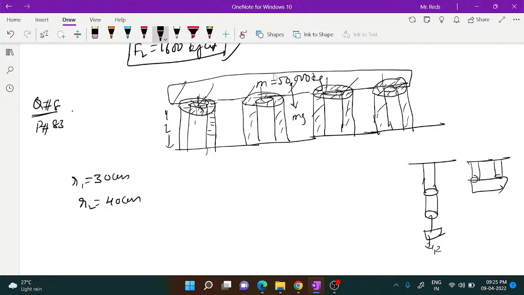Whereas here delta L is the same in both. So that means whatever F you are applying here will distribute as F1 and F2. F1 plus F2 is equal to F. In the same way, elongation is taking place here, but in this case the load is on top, so compression will take place. The same compression will take place on all the rods.